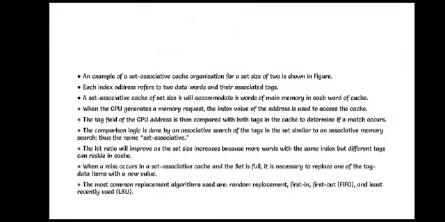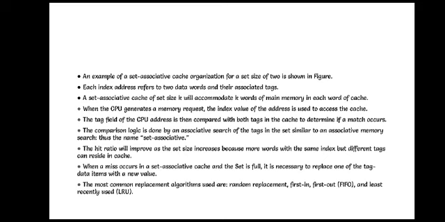An example of a set associative cache organization for a set size of 2 is shown in the figure. Each index address refers to two data words and their associated tags. A set associative cache of set size K will accommodate K words of main memory in each word of cache. When the CPU generates a memory request, the index value of the address is used to access the cache. The tag field of the CPU address is then compared with both tags in the cache to determine if a match occurs. The comparison logic is done by an associative search of the tags in the set, similar to an associative memory search, thus the name set associative.